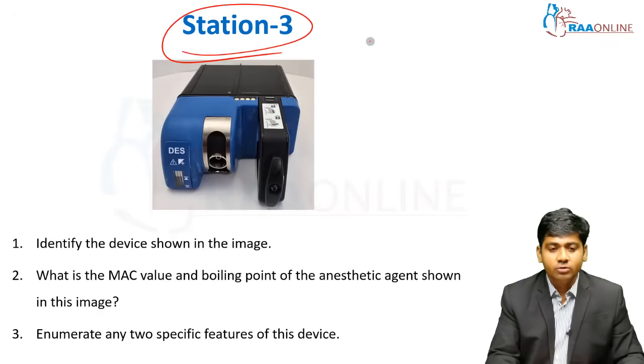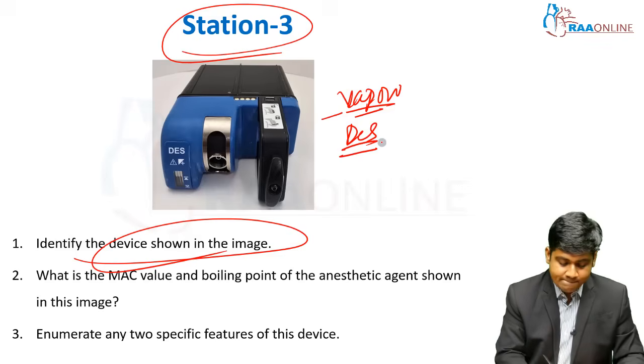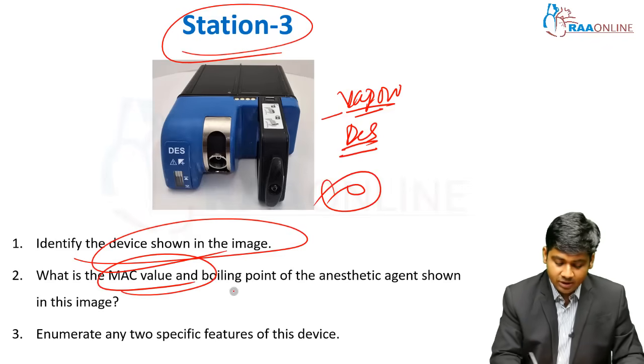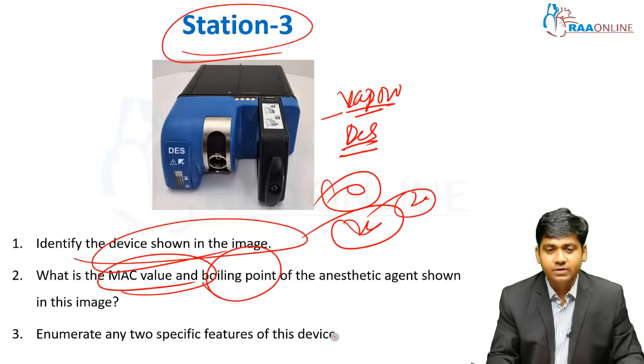Okay, another station, another equipment, Desflurane. Identify the device. This is a vaporizer. Desflurane vaporizer, so to say. MAC value 6, boiling point 24, or 22.6, and with two specific features for the device.